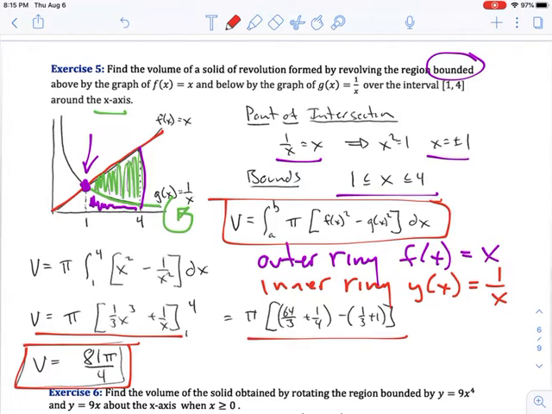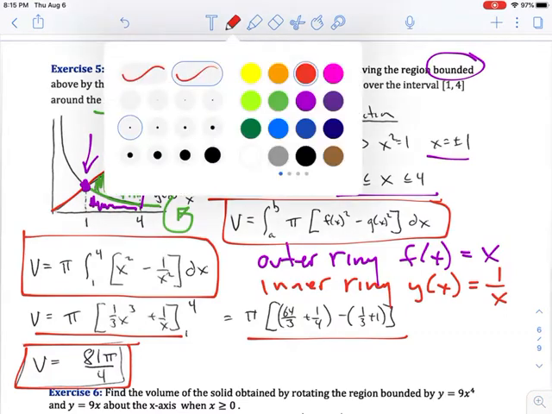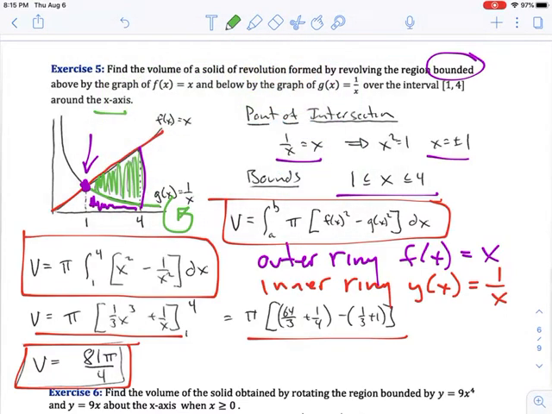And again, you can check this in Desmos. Put your original integral into Desmos. It will give you a decimal number. Convert 81 pi over 4 to a decimal number. See if they agree.